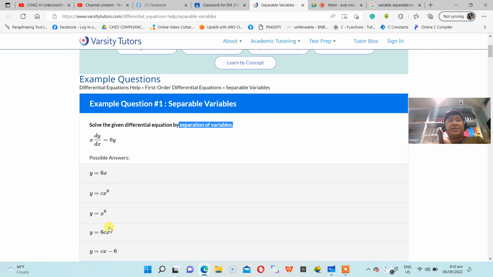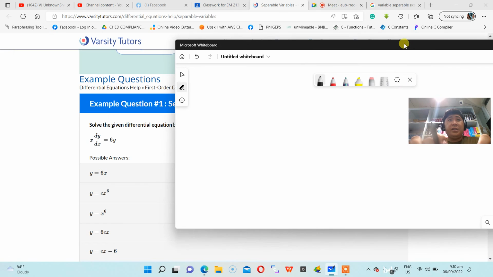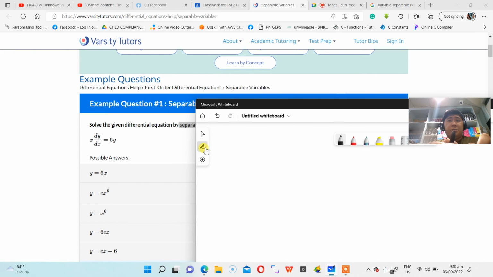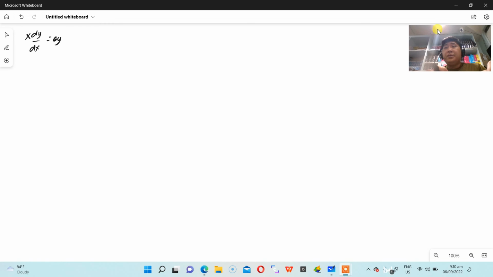So guess what is the answer? So okay, let's try to solve what is the answer. So let me open my whiteboard and let me write the equation. Okay. The equation is x dy over dx equals 6y. Okay, so that's the equation. Zoom this one. So can you still see my screen, guys? Okay, good. So if you have question, please interrupt me, ha. If you have question, please interrupt me.